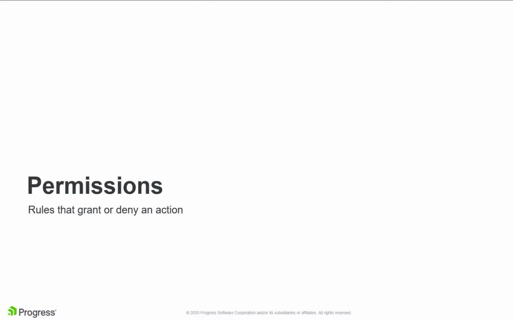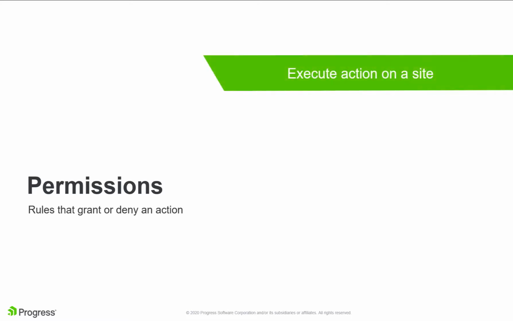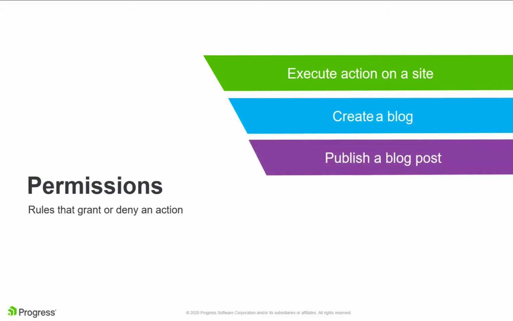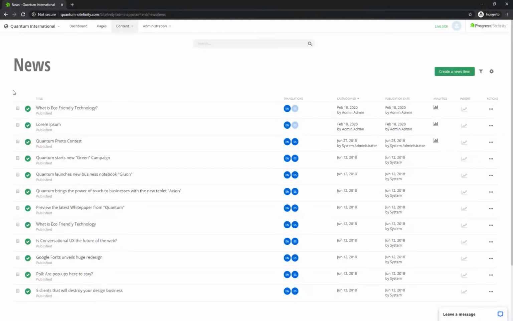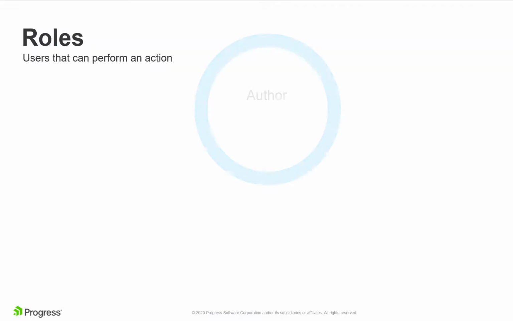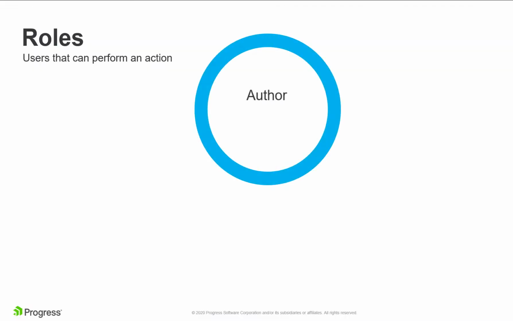Let's start with permissions. Essentially, what you do is define rules that either grant or deny a user rights to execute an action, called a security action, on a site, page, or content level. Such an action may be creating a blog or publishing a blog post, for example. Once a user attempts to complete such an action, Sitefinity checks whether their account and associated roles have the proper permission to proceed.